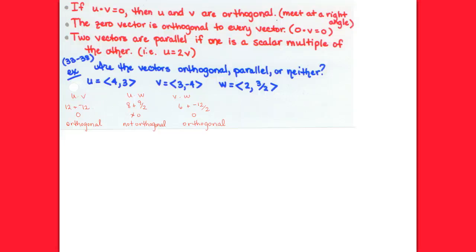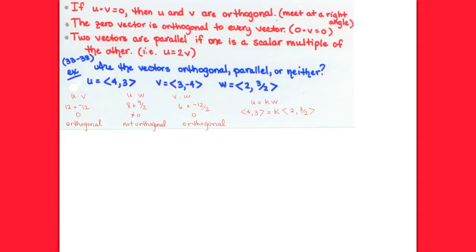Okay, so they said, are the vectors orthogonal, parallel, neither? We already know these are orthogonal and these are orthogonal, so that just leaves us with this middle set, u and w. If it's not orthogonal, I need to check and see, are they parallel? If they're not parallel, then they're neither. Okay, so if they're parallel, that means that one has to be a multiple of the other. So that would mean that if I take vector u, it should be equal to a multiple of vector w. Or you could write it the other way. You could say w is equal to k times u, either one. So vector u was 4, 3, and vector w was 2, 3 halves.